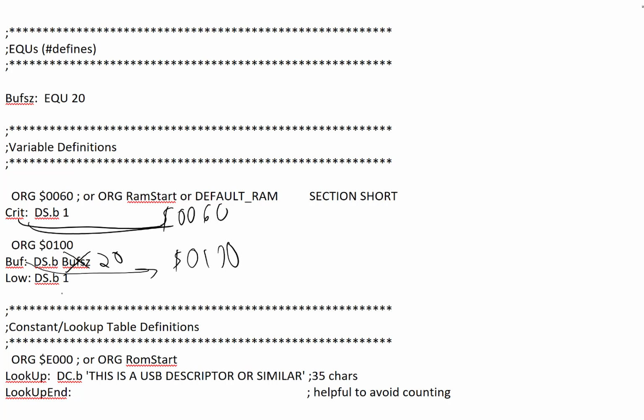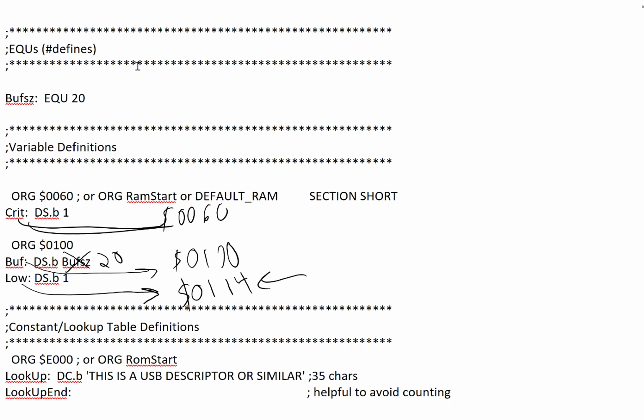Low is just supposed to be 1 byte, but it's after buffer. So if buff size is 20, then there were 20 elements. 20 in hex, well, we need a 16, and then we need 4. If it was size 1, we'd be at 1. If it was size 2, we'd be at 2. So we need to be at 20. And so low is now there. But you can see how, since you personally don't have to calculate this, it's useful to have the assembler do that for you. Now let's look at this constant and lookup table definition section.